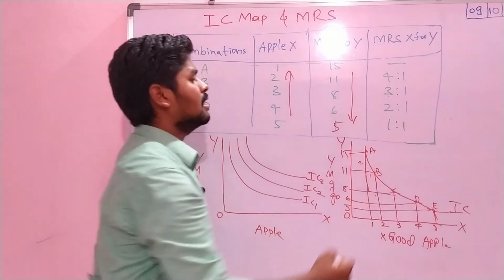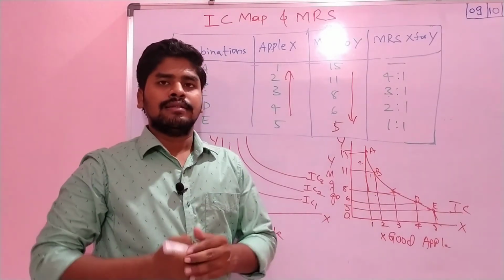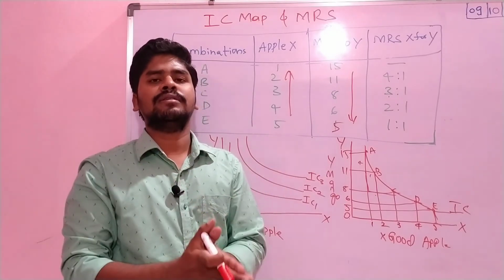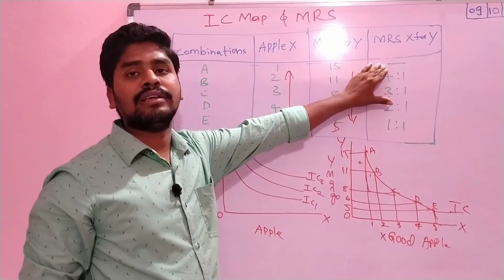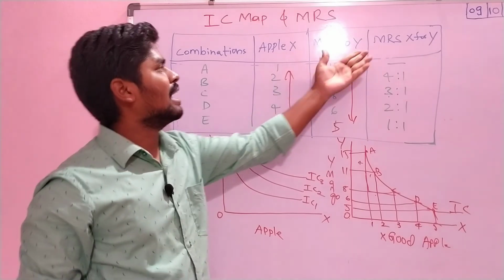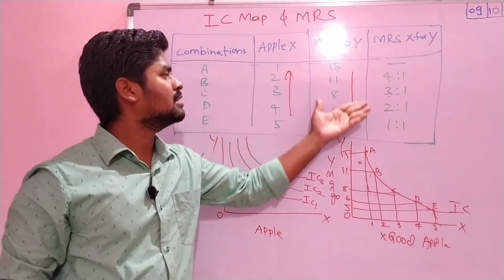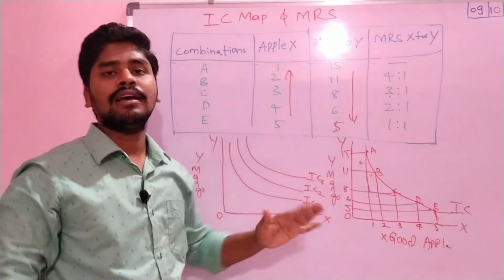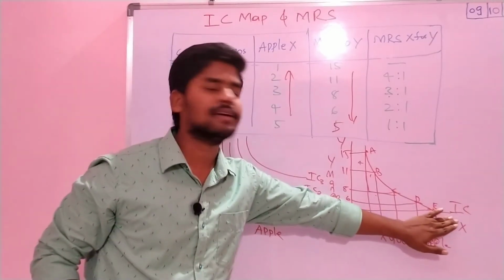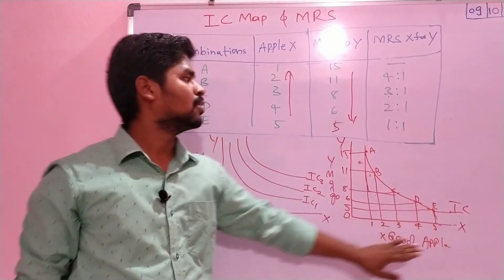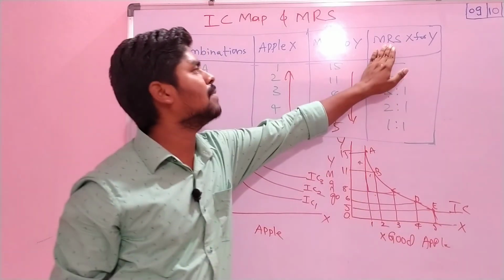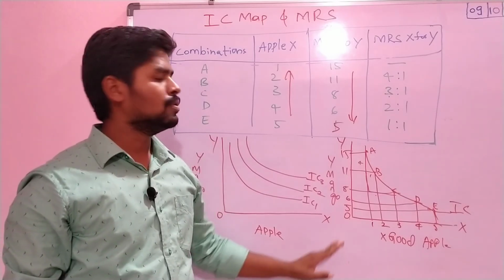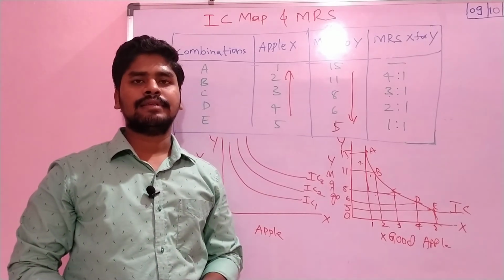As we take additional consumption of X, we keep forgoing Y. Y is continuously decreasing and X is continuously increasing. That is why the indifference curve has a negative slope. So why is it convex? Because of MRS, the marginal rate of substitution. Hope you are clear. Thanks for watching.